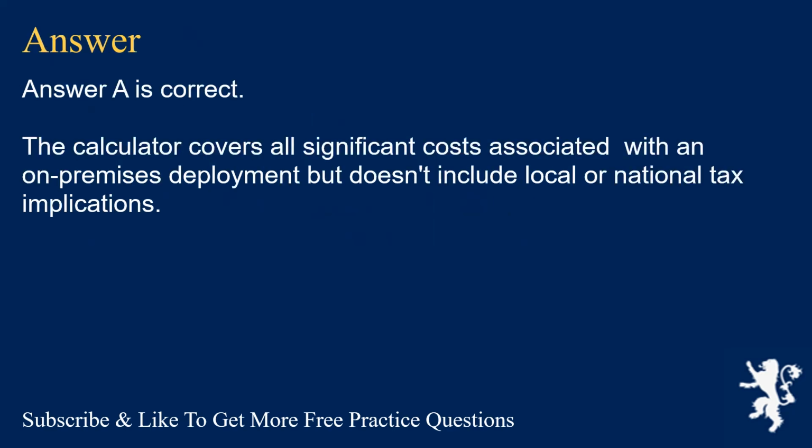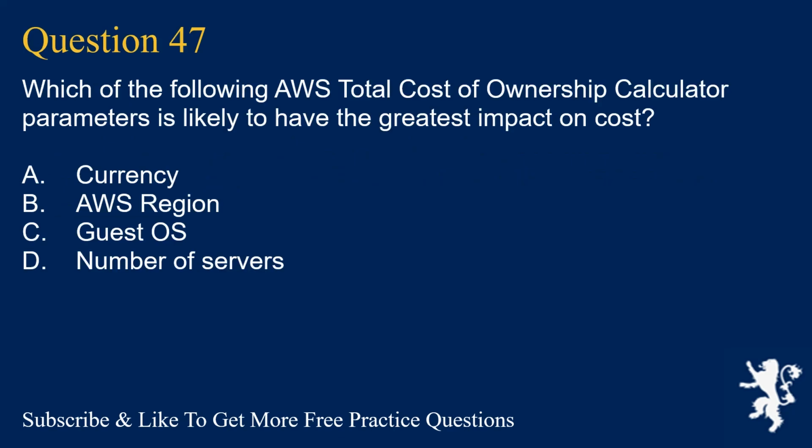Answer A is correct. The calculator covers all significant costs associated with an on-premises deployment but doesn't include local or national tax implications. Question 47. Which of the following AWS total cost of ownership calculator parameters is likely to have the greatest impact on cost? A. Currency. B. AWS region. C. Guest OS. D. Number of servers.